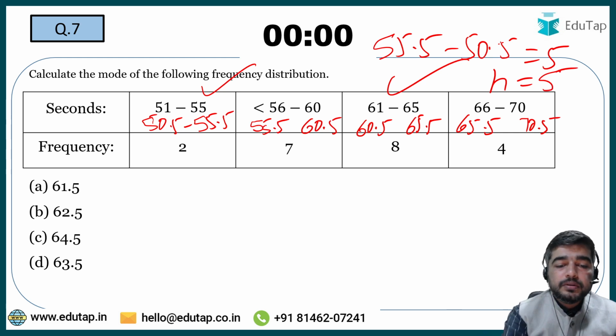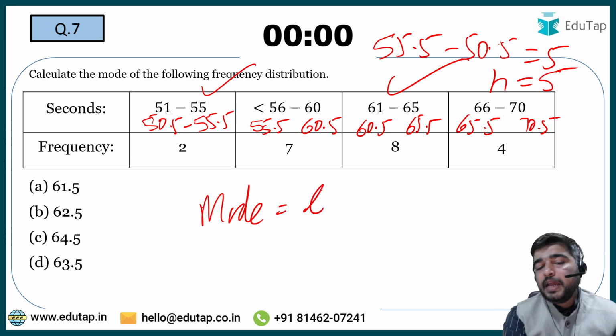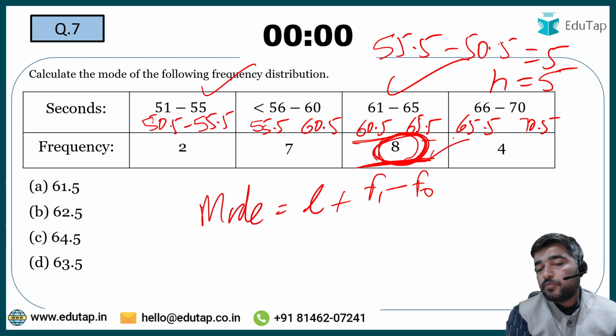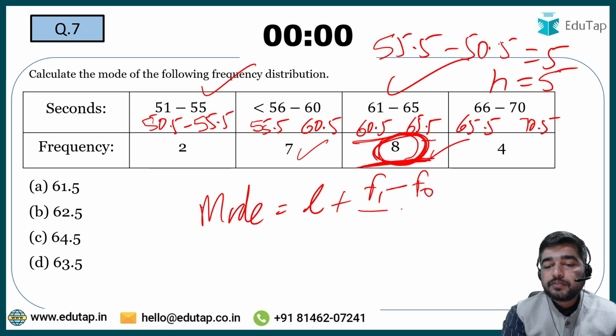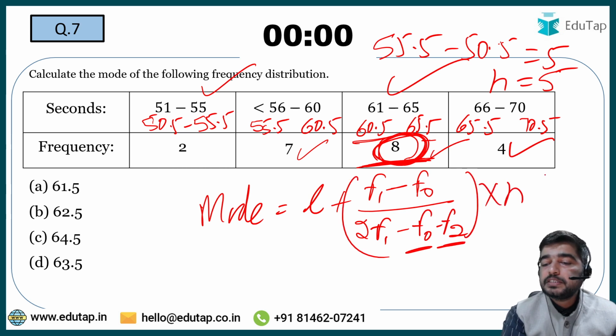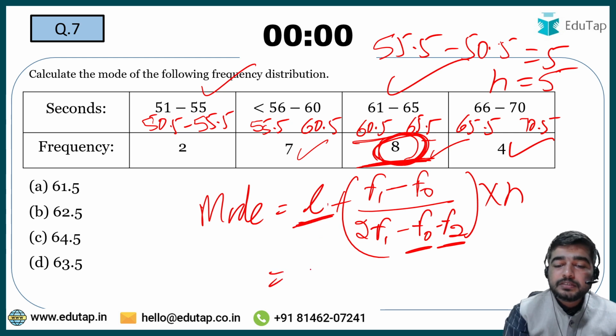Now for the mode we use the formula. L is the lower limit of the modal class interval. The modal class interval is the interval which has maximum frequency. So this will be your modal class interval, 60.5 to 65.5. Mode = L + (f1 minus f0) over (2 f1 minus f0 minus f2) times h. f1 is the modal class frequency, f0 is the preceding class frequency, f2 is the succeeding class frequency. h is 5. The lower limit of the modal class is 60.5.